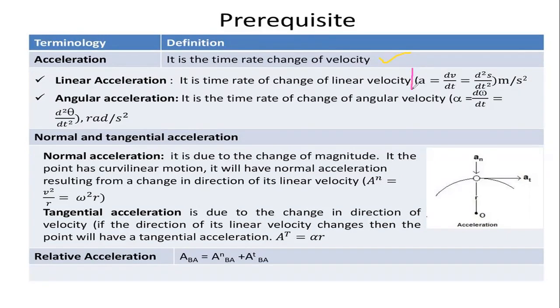So it is taken as a = dv/dt. It can also be written as d²s/dt², in meters per second squared.